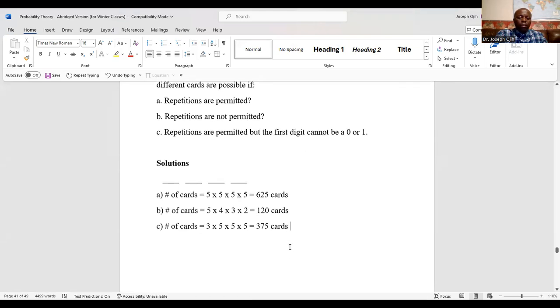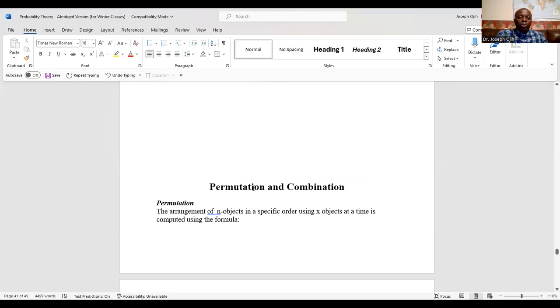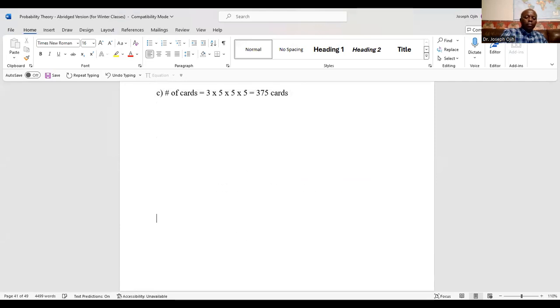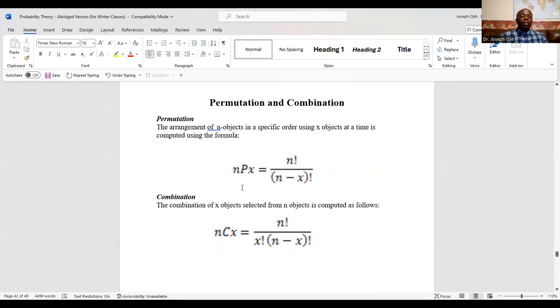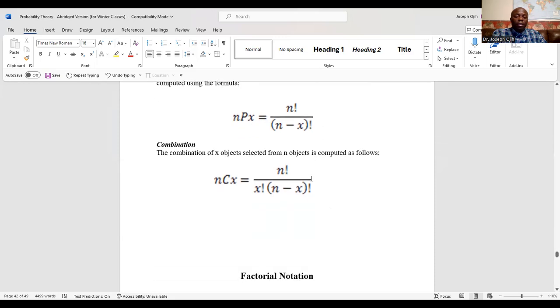No. Good, excellent. Now let's look at permutation and combination. Permutation simply means the arrangement of objects in a specific order. This is the formula we use to find the permutation. If you want to do it manually, use the formula here: nPx equals n factorial divided by (n minus x) factorial.